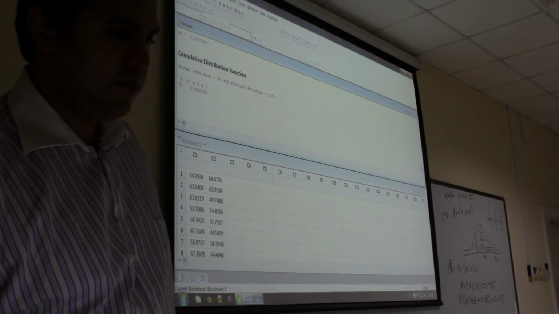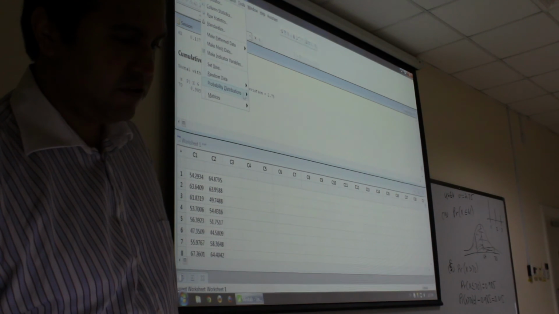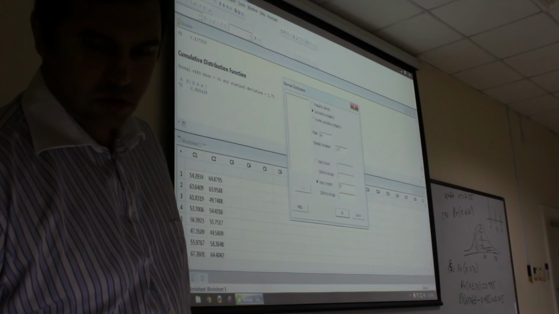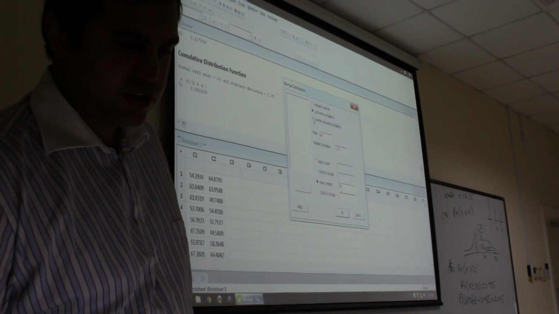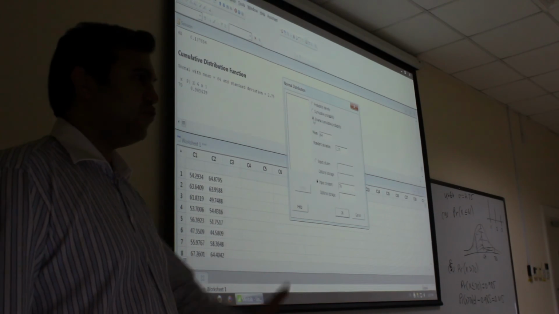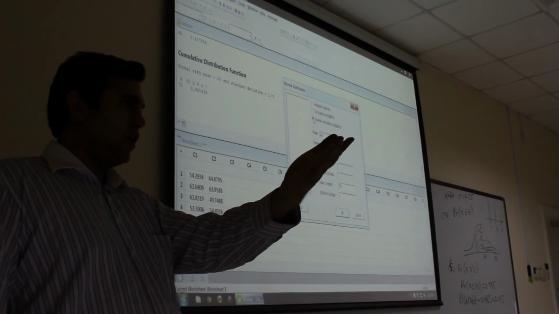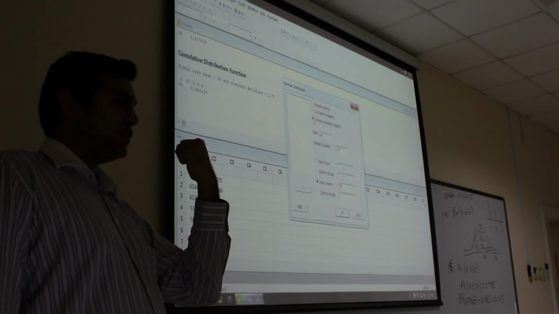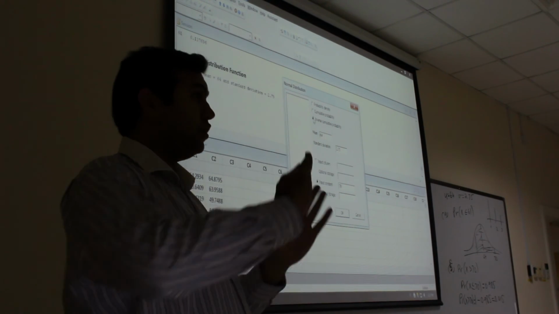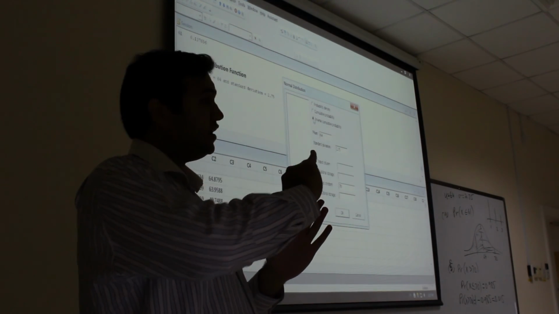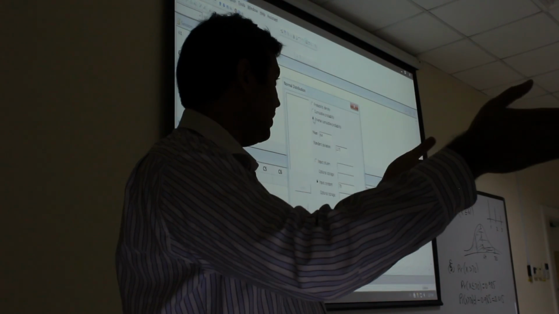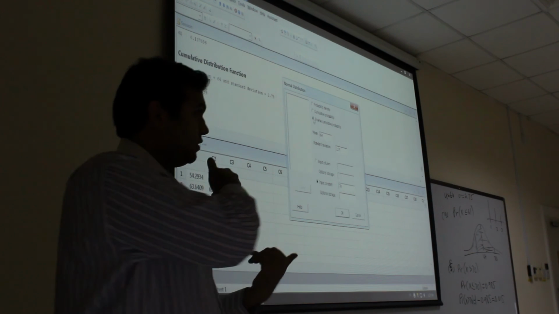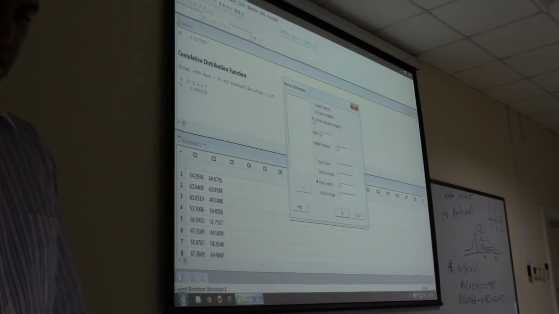Again, we use the same Calc, Probability Distributions, Normal. In this case, you look at the inverse cumulative probability because you're going back. You take a percentile or a probability and you go back to the value of X. In the first case, you took a value of X and went to the probability. Now you're doing exactly the opposite. So that's the inverse feature.